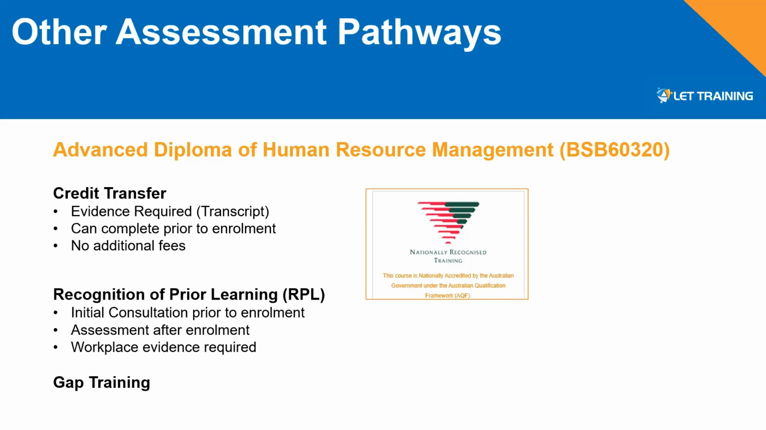But just to go back to credit transfers for a second, you can complete a credit transfer assessment prior to enrolment. All you need to do is submit your transcripts. This can be either from the institute you studied at or from USI. It would take a trainer roughly 1 to 2 business days to complete that assessment, after which time they would be able to advise you where there is the potential of credit transfers.